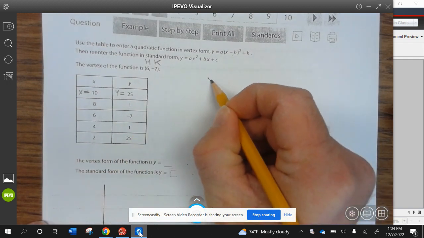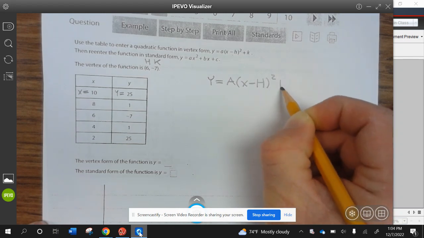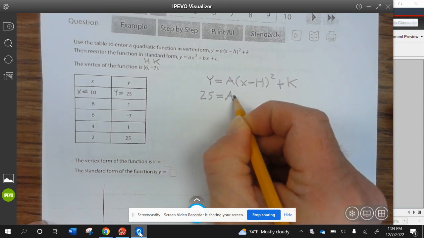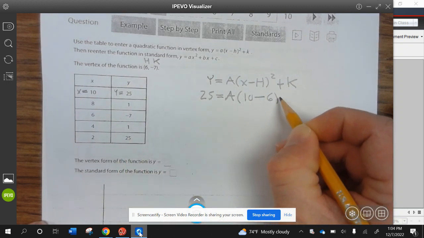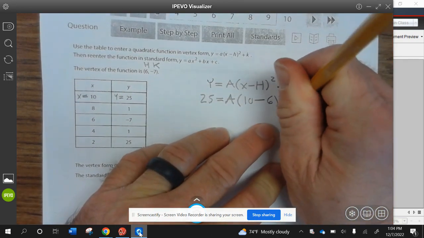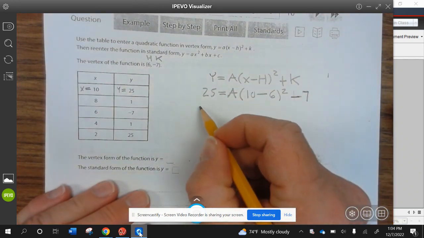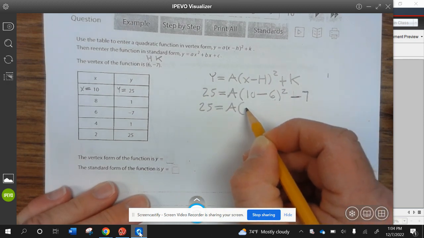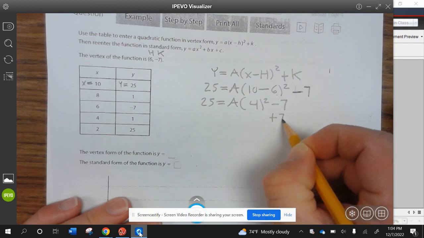So we have y equals a, parentheses, x minus h squared plus k. So y is 25 equals a, parentheses, x value is 10 minus h is 6 squared plus k. It says plus, but that's technically a 7, so that's going to be minus 7. Okay, so then we have 25 equals a times 10 minus 6 is a 4, sorry, squared minus 7. Add 7 to both sides.